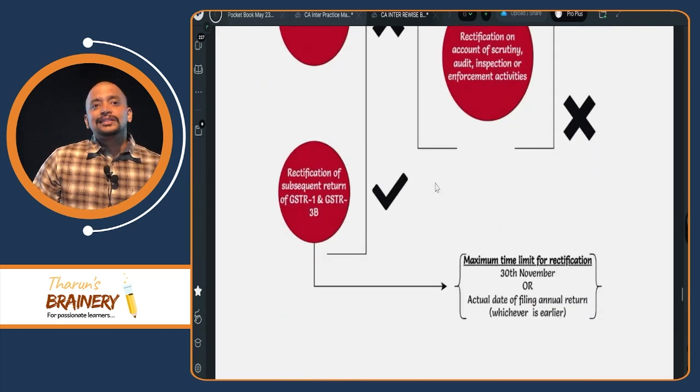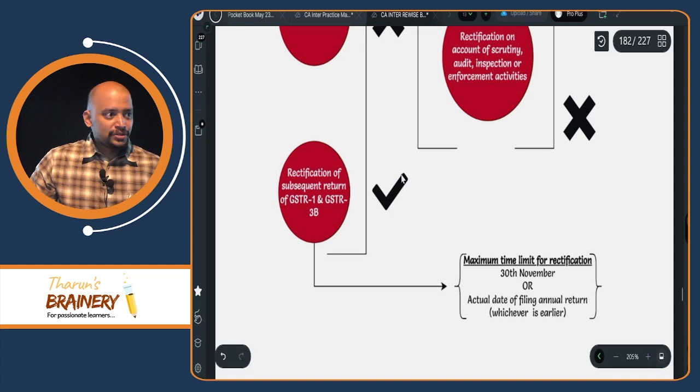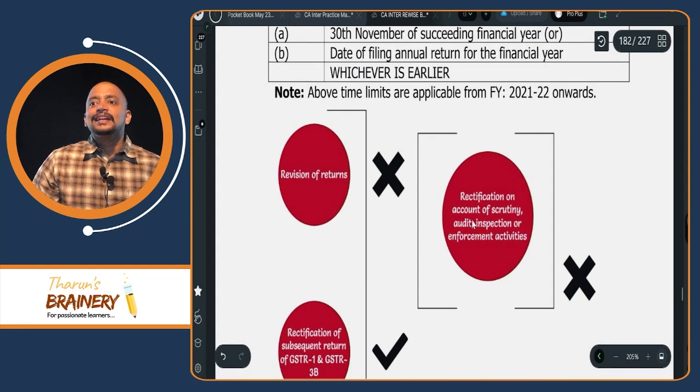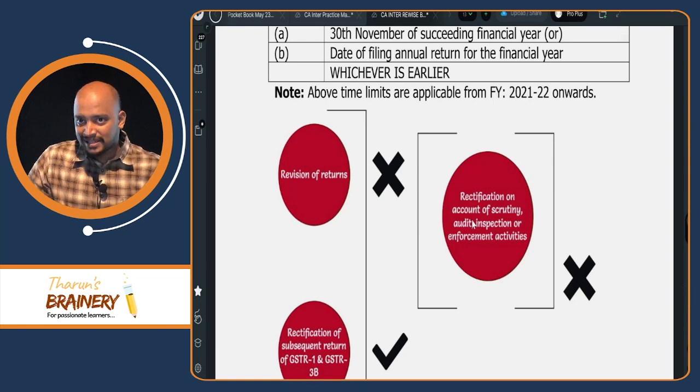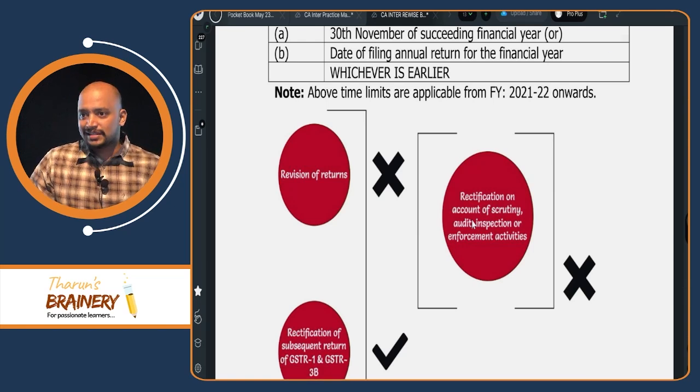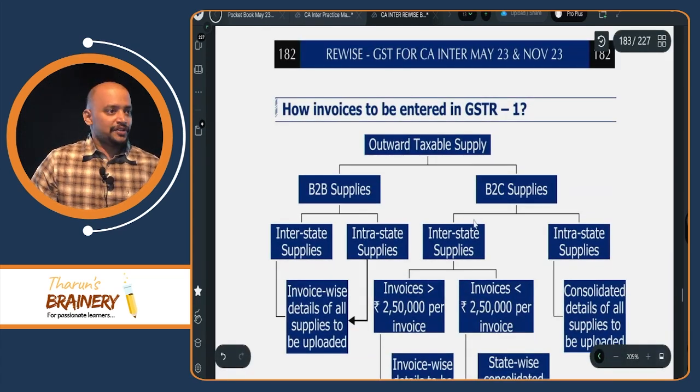Now can the 3B return also be rectified? Yes, both GSTR 1 and 3B can be rectified. Can we file a revised return? In income tax only we have the concept of a revised return. But in GST we don't have a revised return. It is only rectification of return.